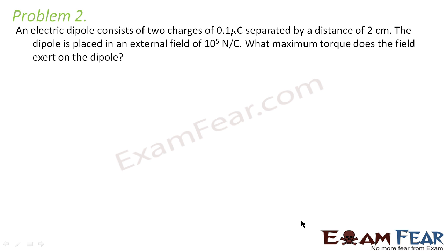Now let us look at the next problem. It says an electric dipole consists of two charges of 0.1 microcoulomb separated by a distance of 2 centimeters. The dipole is placed in an external electric field of 10 to the power 5 Newton per coulomb. What maximum torque does the field exert on the dipole? So this is your uniform electric field. Let us suppose this is the dipole which is situated here. So what is the maximum torque that the field will exert on the dipole?